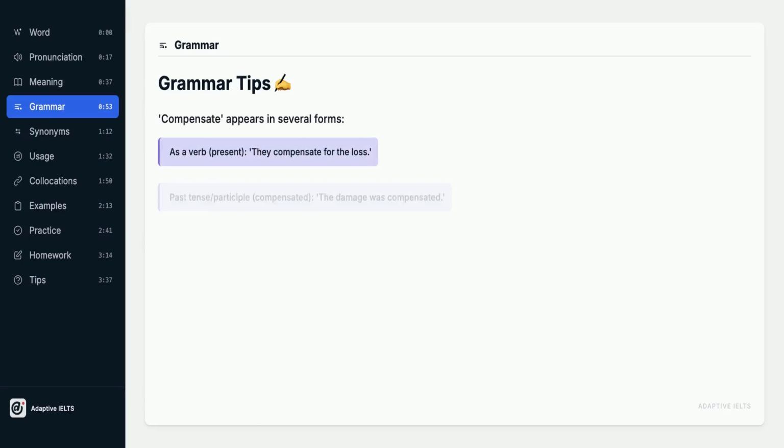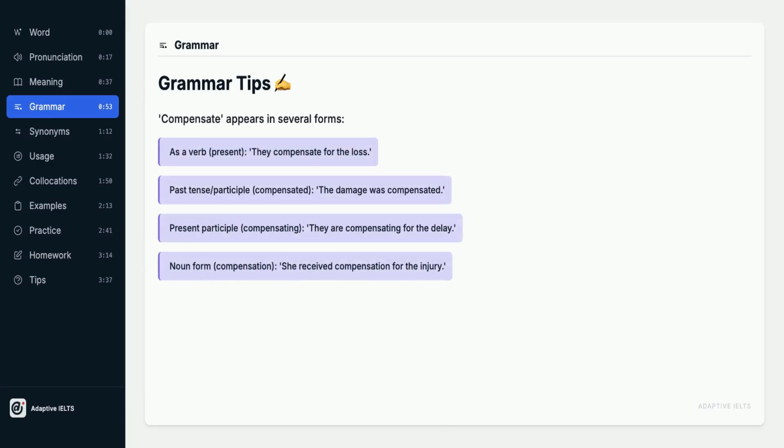Compensate appears in several forms. As a verb, present: they compensate for the loss. Past tense participle, compensated: the damage was compensated. Present participle, compensating: they are compensating for the delay. Noun form, compensation: she received compensation for the injury.